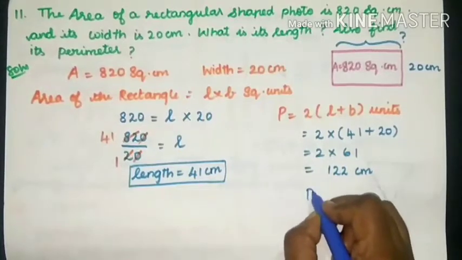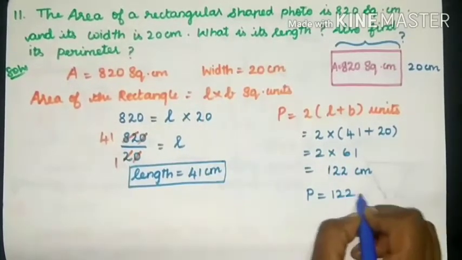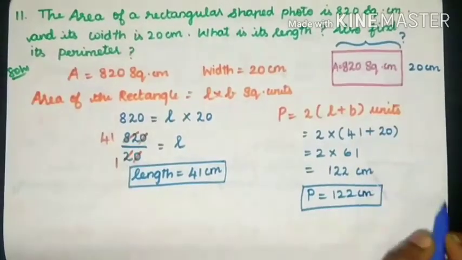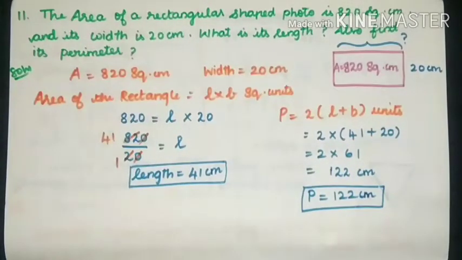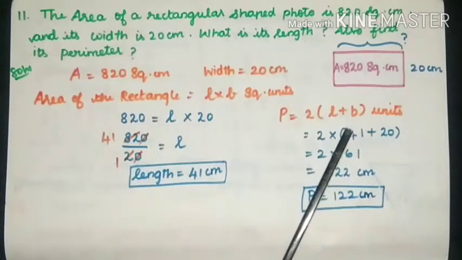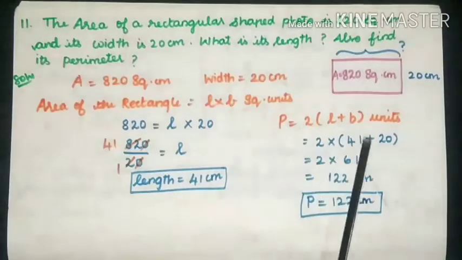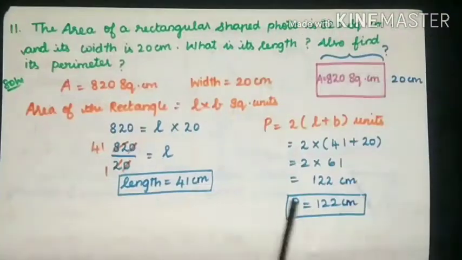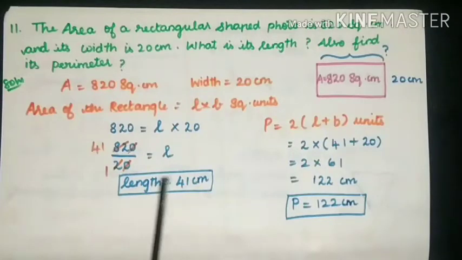Therefore, perimeter of the rectangle is equal to 122 centimeter. Students, is it clear now? First we have to find the length value by using the area of the rectangle formula. Then you have to find the perimeter value. To find the perimeter, you have to add the length and breadth value. Then you have to multiply with 2. Perimeter value is equal to 122 centimeter and the length value is equal to, yes, 41 centimeter.